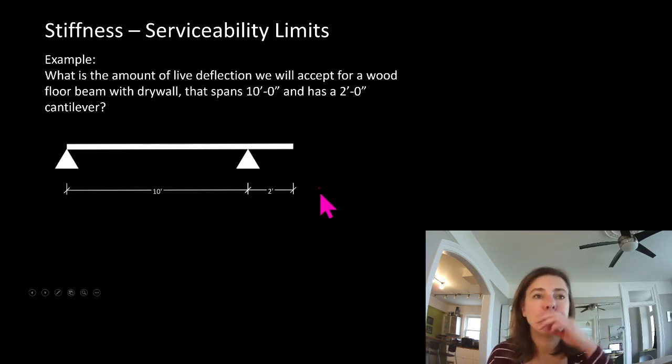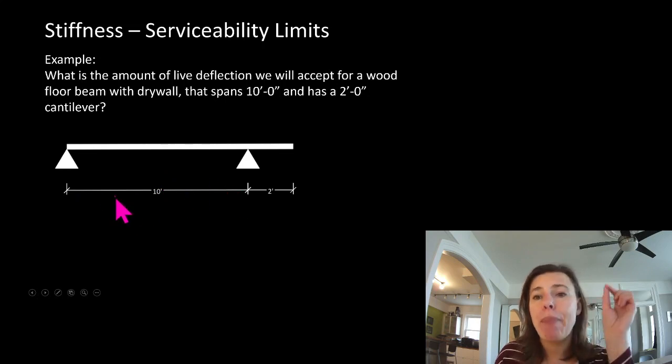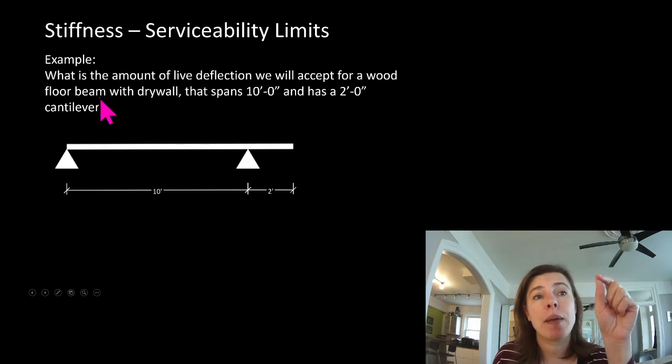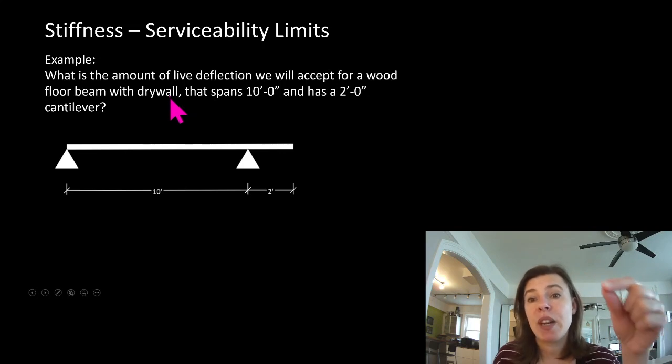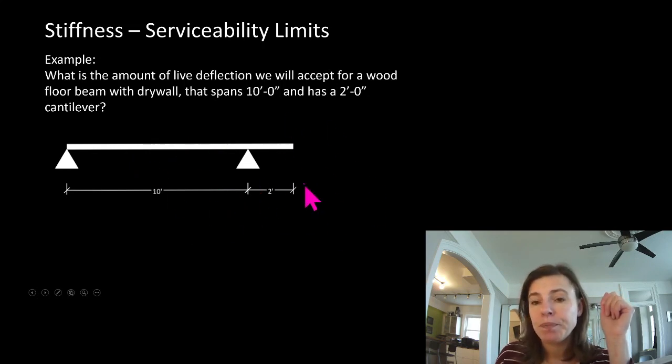Let's take a look at an example. Here's a beam that has a 10-foot backspan, or the main part of the beam, and a 2-foot cantilever. What amount of live deflection, so not dead plus live, but live, will we accept for a wood, so it's telling us the material, floor beam, so it's a floor, not a roof, with a drywall? Well, drywall tells me that it's got finishes that are susceptible to damages. That spans 10 feet and has a 2-foot cantilever. So we have two things we have to check. We have to check this part, and we have to check this part.